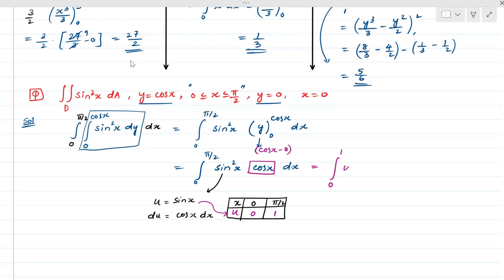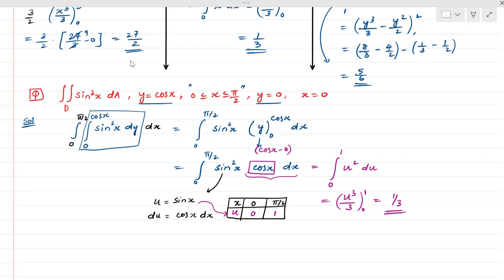Now the entire integral is converted in terms of u, 0 to 1. This one is u square and this part is nothing but du. Now what is the integration? u power 3 over 3, the limit 0 to 1. So the final answer is 1 over 3. This is the final answer.